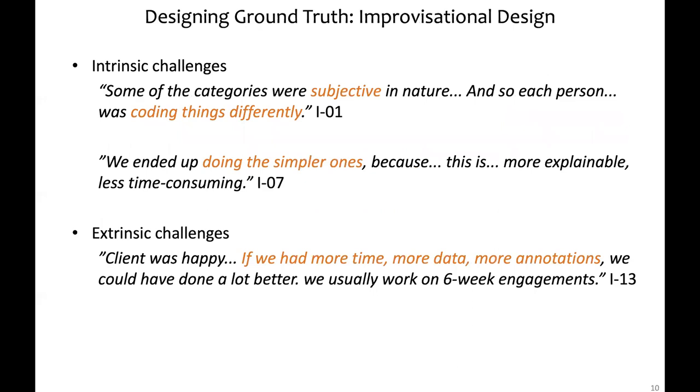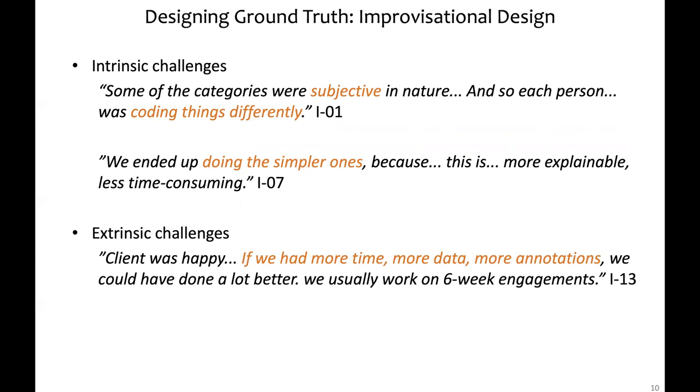The third pattern we called improvisational design of ground truth, in which people encountered unexpected challenges to their labeling activities. One intrinsic problem was that people didn't agree on the labels. Another problem was complexity. In a social media labeling project, the informant told us, "We ended up doing the simpler ones because this is more explainable, less time-consuming." Significantly, this team had to exclude certain complex data types, and thus their labeling outcome described only a subset of their data records. Extrinsic challenges often came from clients or from the terms of a contract.